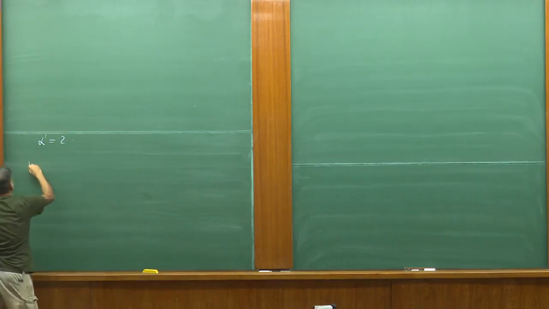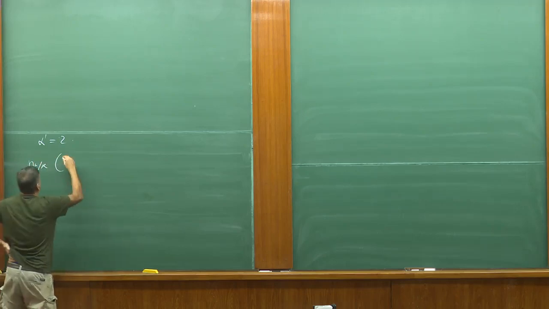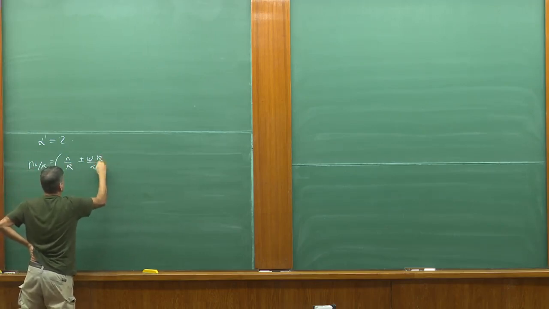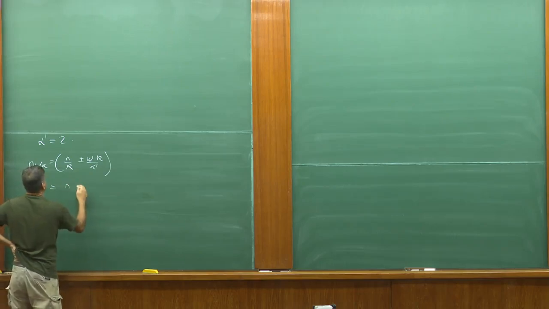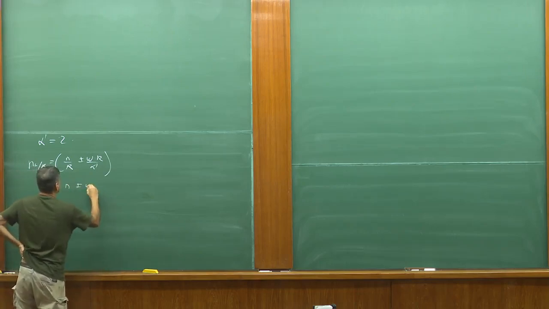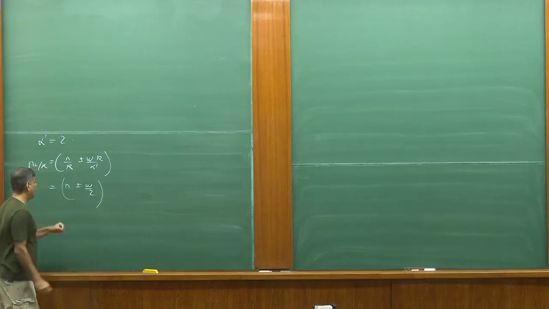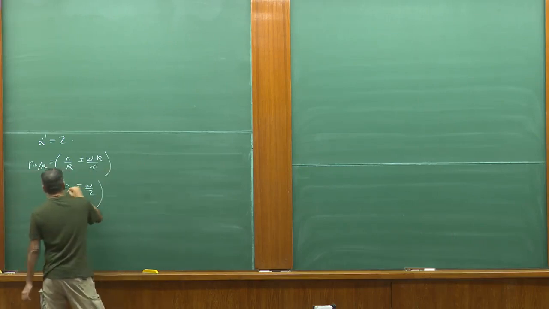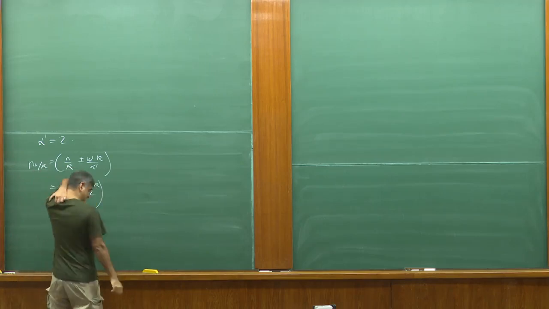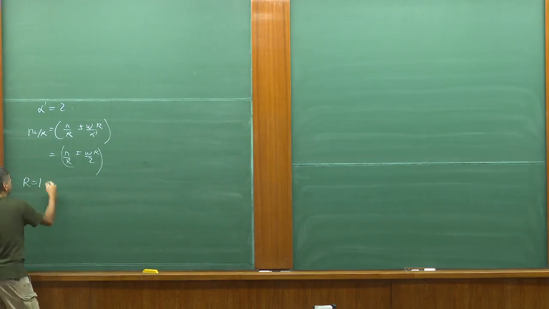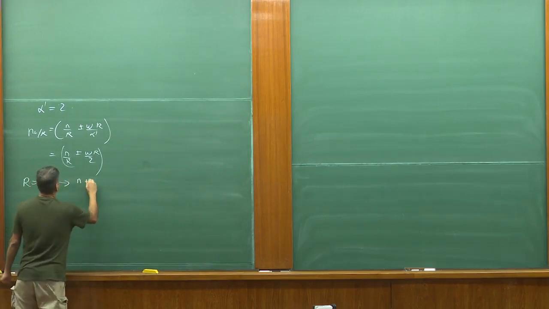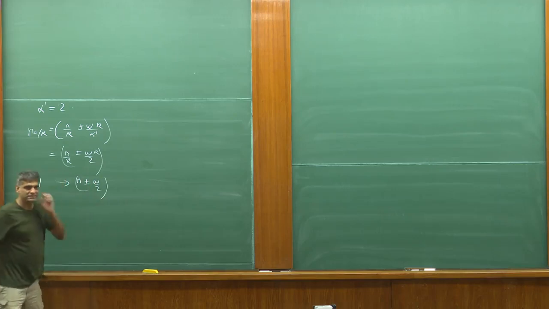The general formula for p_L/R was n/R plus or minus wR/alpha prime. That became n/R plus or minus wR/2. And then we focused on R equals 1. We looked at R equal to 1, so we got (n plus or minus w)/2. This you remember.